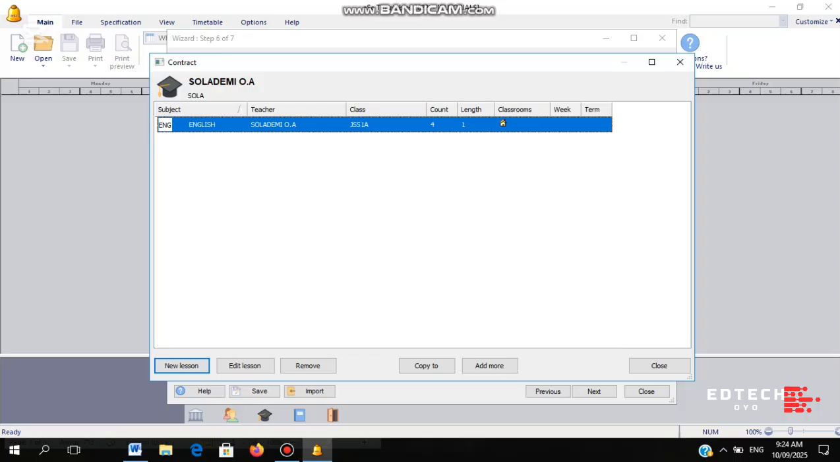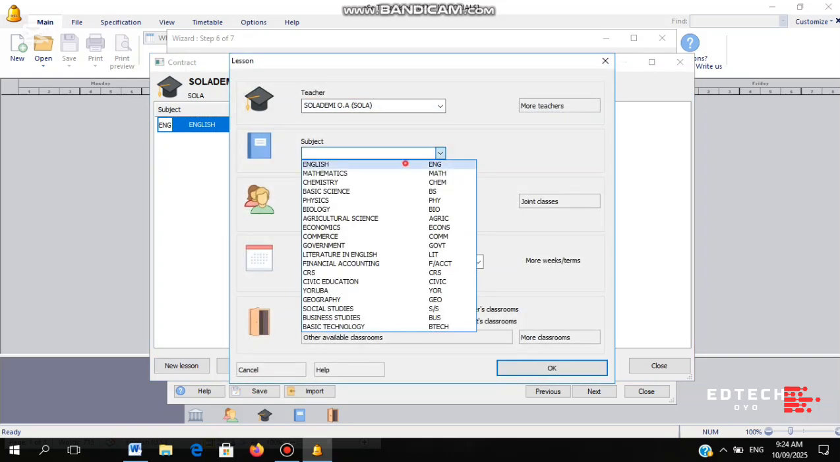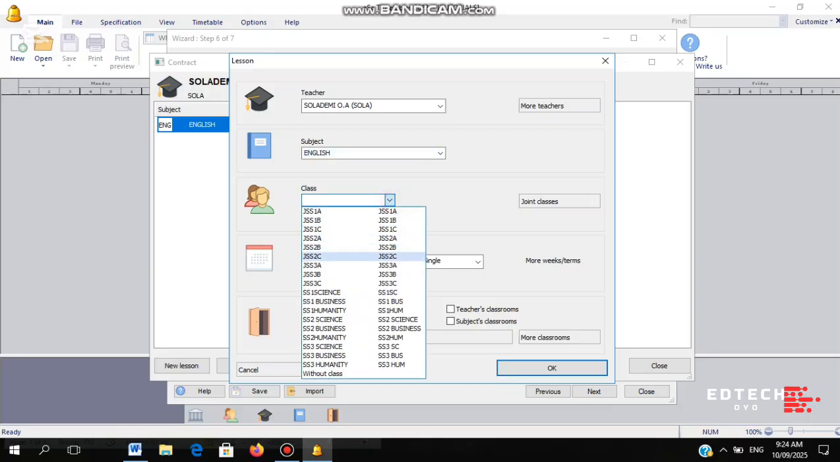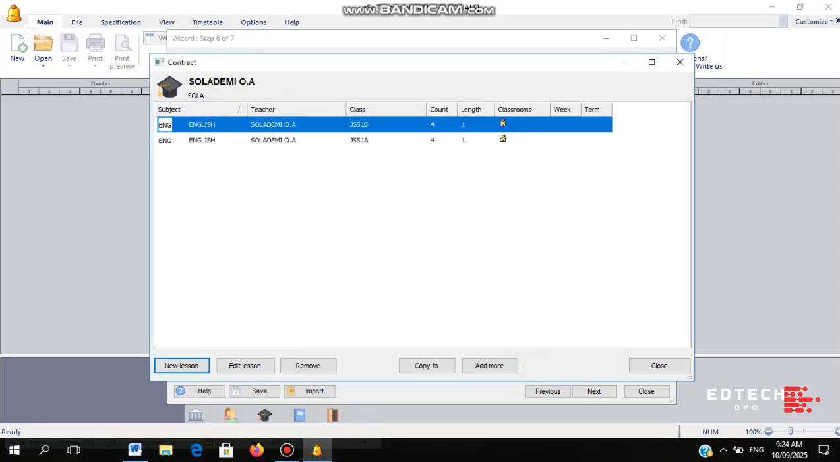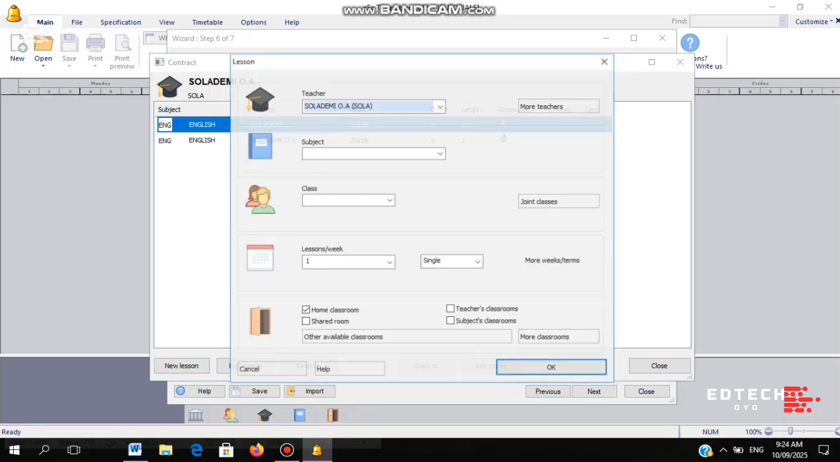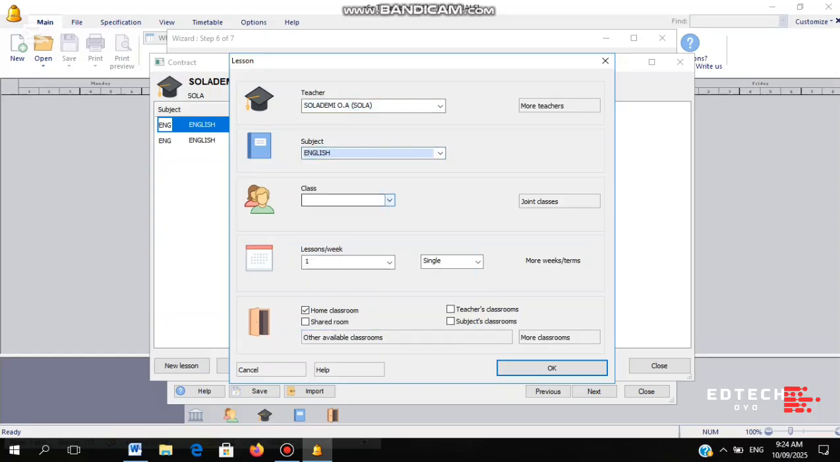English language, Mr. Sholademi, 1A. Another lesson is still Mr. Sholademi teaching English. Now it is the turn of 1B. Don't forget we have done 1A. So for 1B also, 4 periods. Press OK. The next one is for JSS 1C, English language, 4 periods.